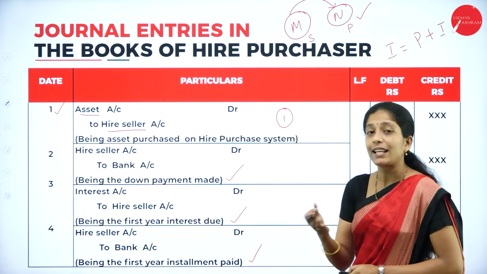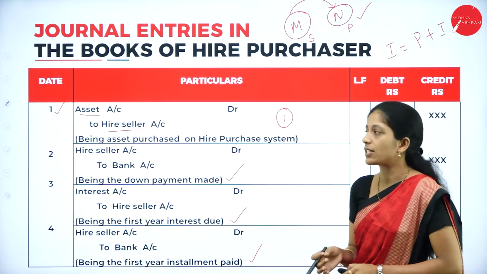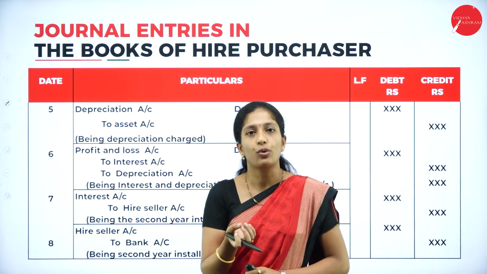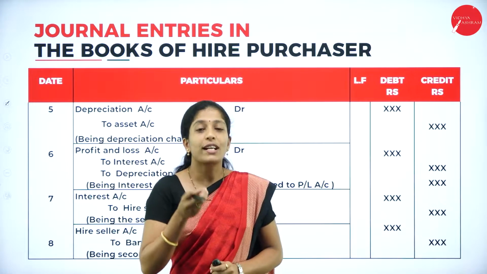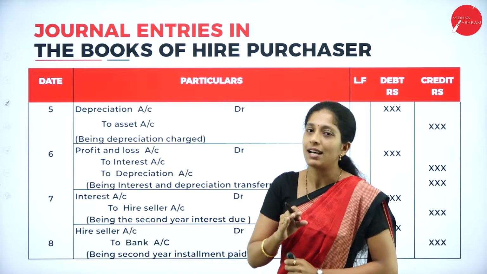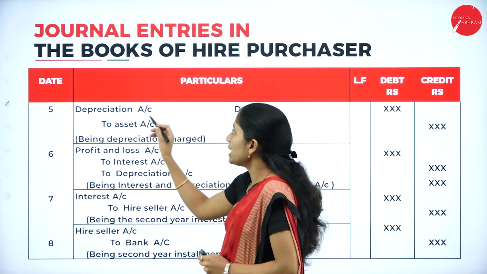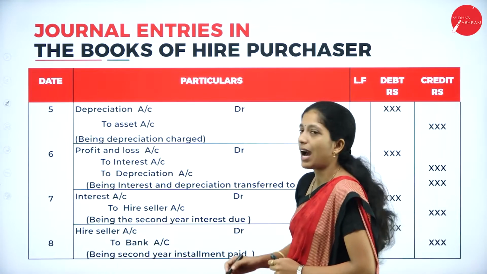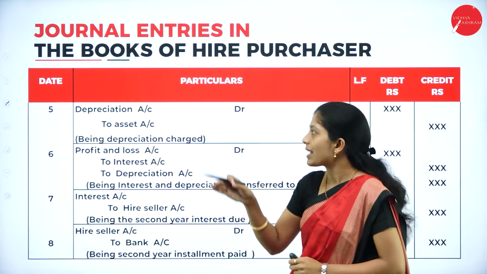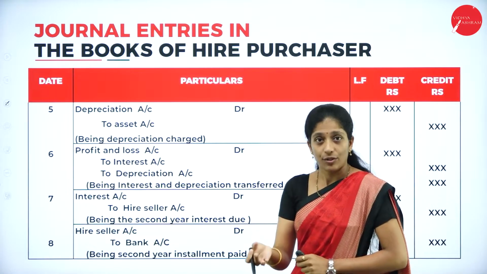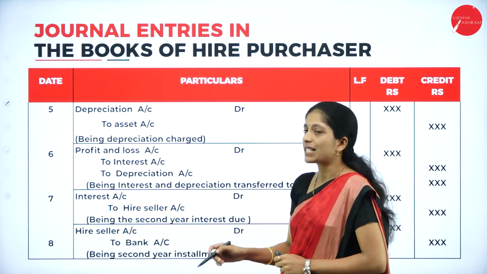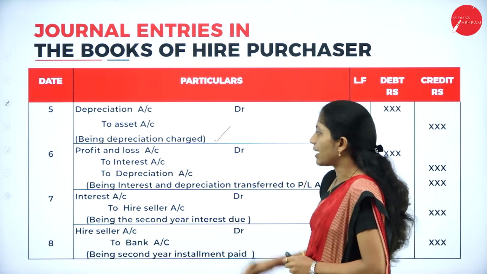Let's see what is the next entry that has to be recorded in the first year. Now the hire purchaser is having the goods or asset, right? So it leads to depreciation. So we have to charge depreciation on that particular asset. So depreciation account debit to asset account. Why are we debiting depreciation? Because it is an expense. We are charging depreciation on the asset, right? So depreciation account debit to asset account, being depreciation charged.